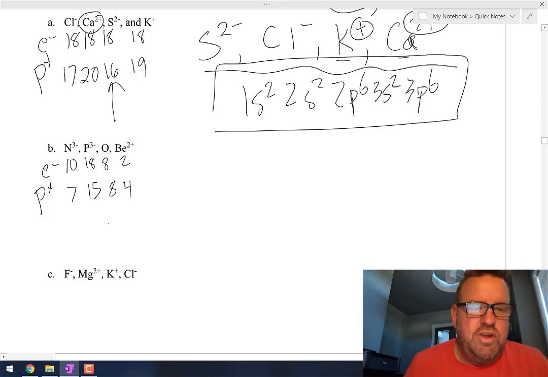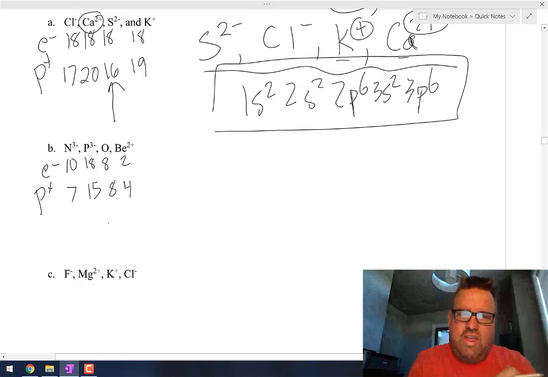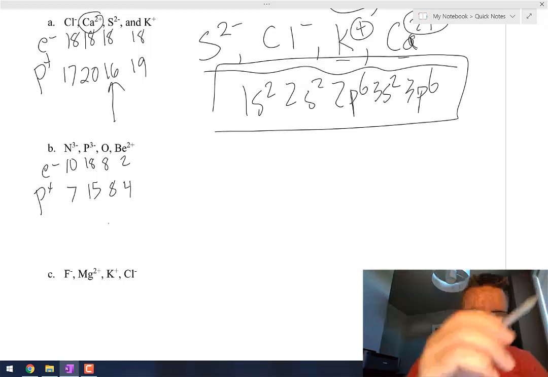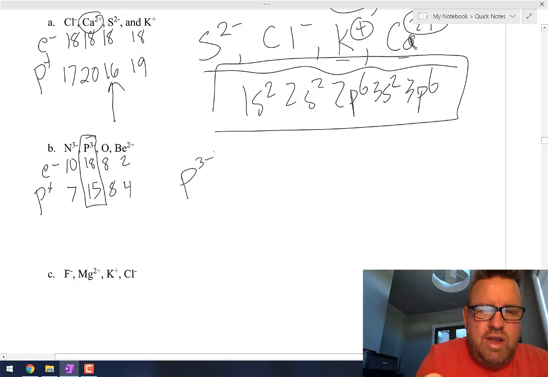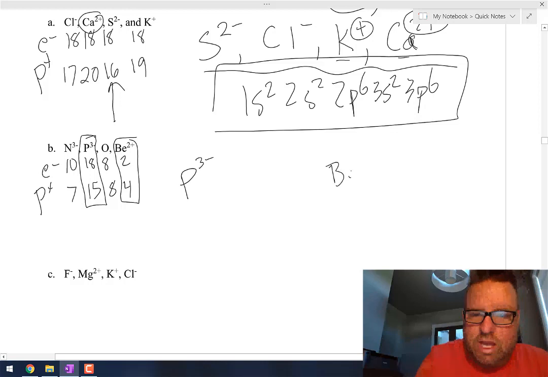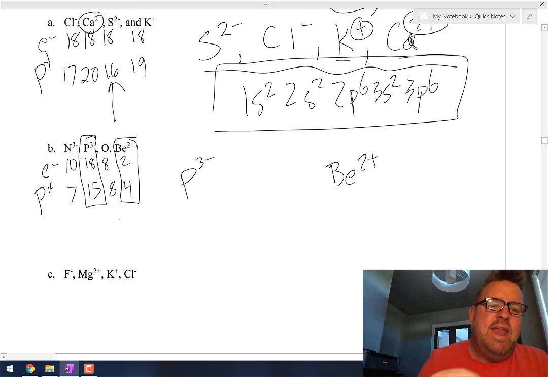So which of those is going to be the biggest? Here's where we have to think a little bit. Now we're thinking of electron shells. The one with more electron shells is going to be the biggest. So phosphorus right away, with its -3 charge, is going to be the biggest. So P3- is the biggest. In terms of the smallest, beryllium only has 1 electron shell, 1s2. So beryllium is going to be the smallest. So that one's out, and now it's just between nitrogen and oxygen.